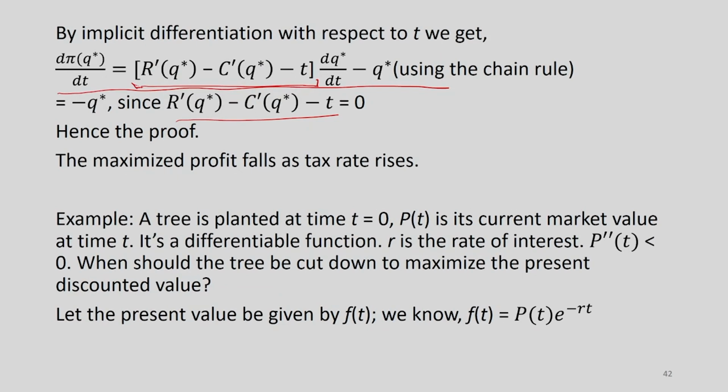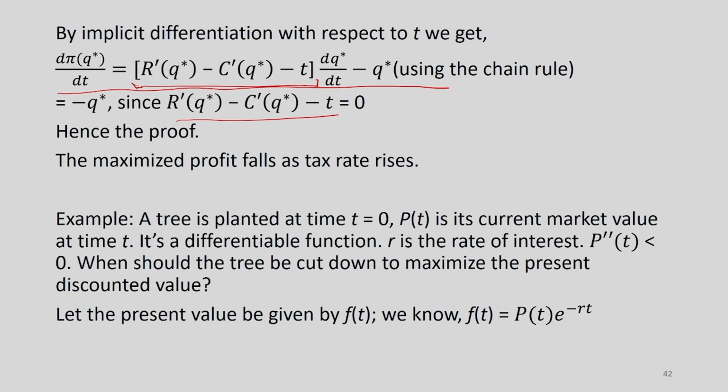And as side results, we have also found out how much the equilibrium output and equilibrium profit change with respect to a change in the tax rate. Now let us look at another example of the same idea of the second order condition, that is, the second derivative. So, here is the question.